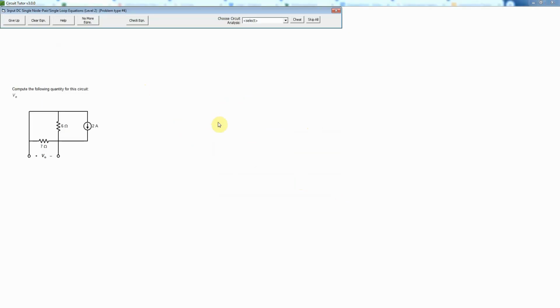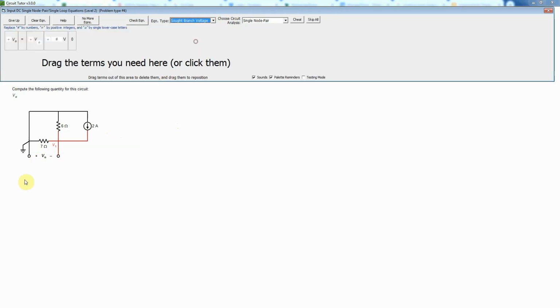Okay, the next type of problem. This is one now that again is a single node pair type of problem. So I have to select that method. If I select the other one, it's going to tell me I can't do that because it has more than one mesh, more than one inner mesh. And now I need to calculate a voltage, so I'm going to select a sought branch voltage because that voltage is across one branch, the 7 ohm resistor.